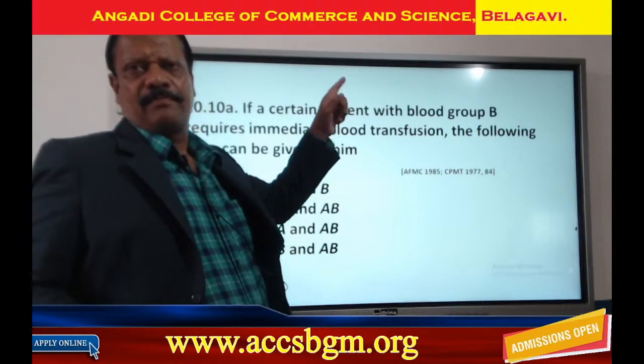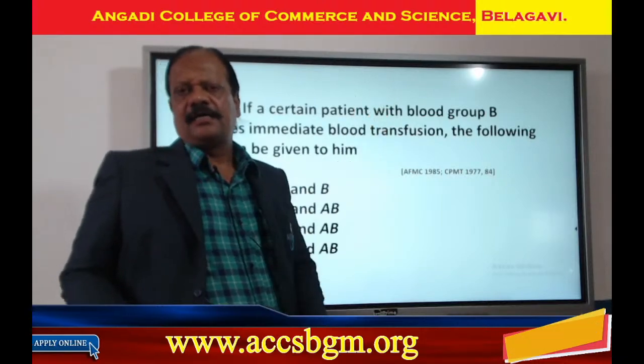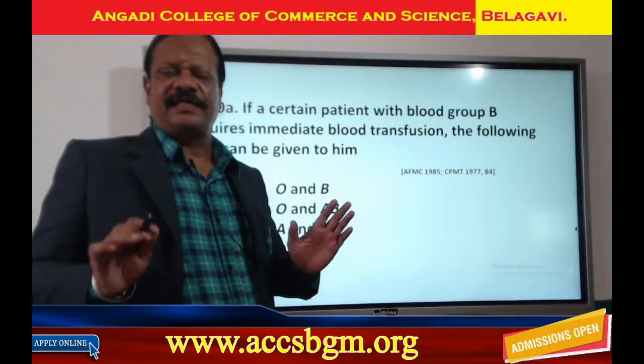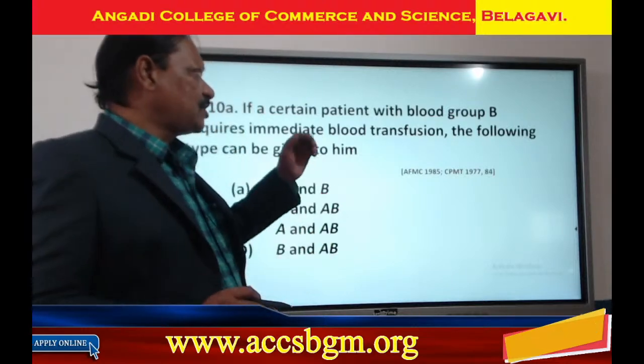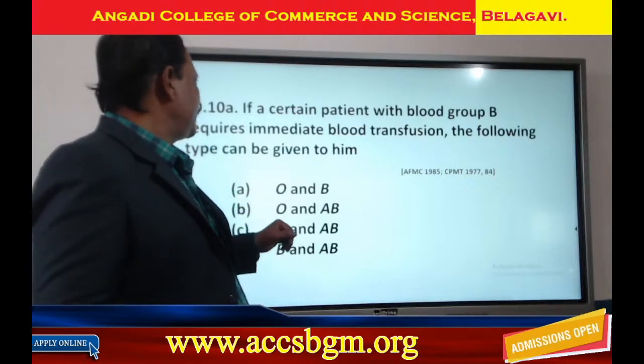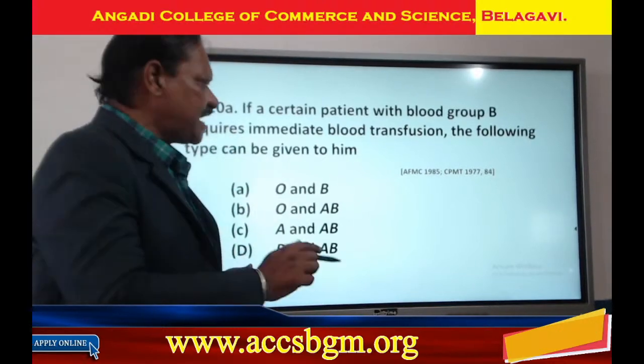You people know about blood groups, which ones produce sugar and which genes do not produce sugar. Everything you know. Depending on that, if you calculate, you will come to know that option A, O and B, is the right answer. We'll move to the next.